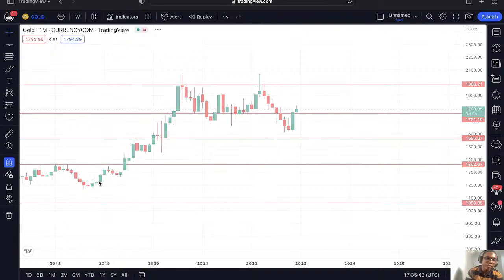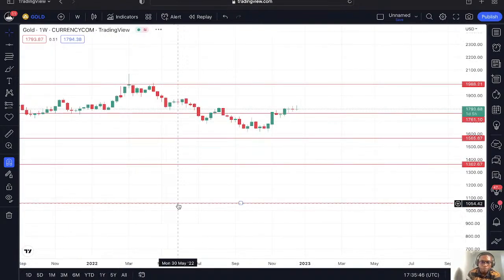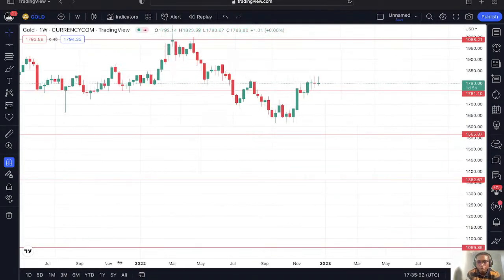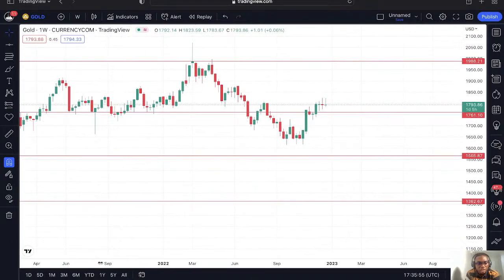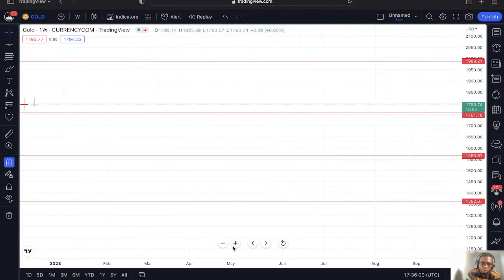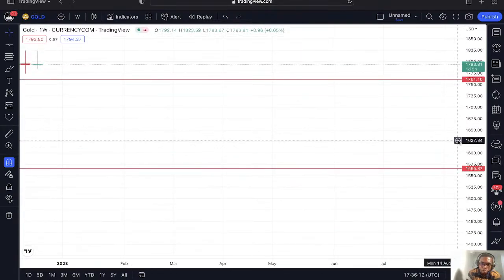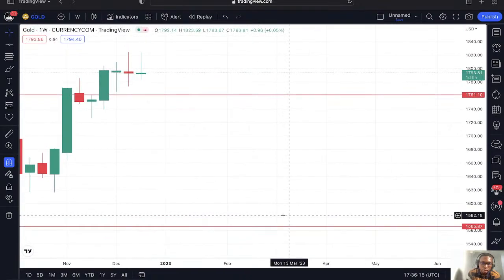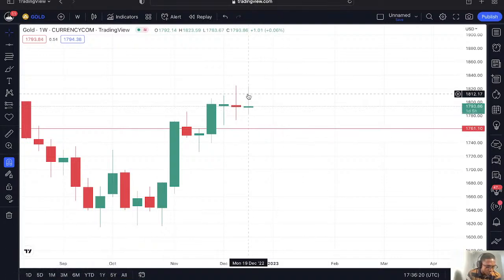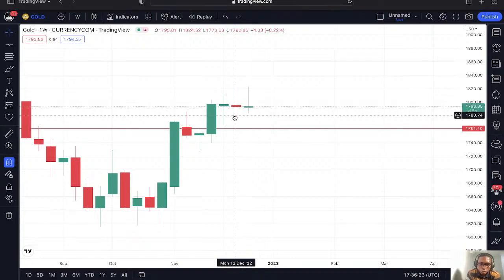So let's go to the lower time frame, which is the 1 week, to see what price is currently doing. If you look at it now, in the last 1 week, in the last 2 weeks, we are seeing candlesticks with wicks. So this almost looks like a doji candle. Okay, this looks like a doji.